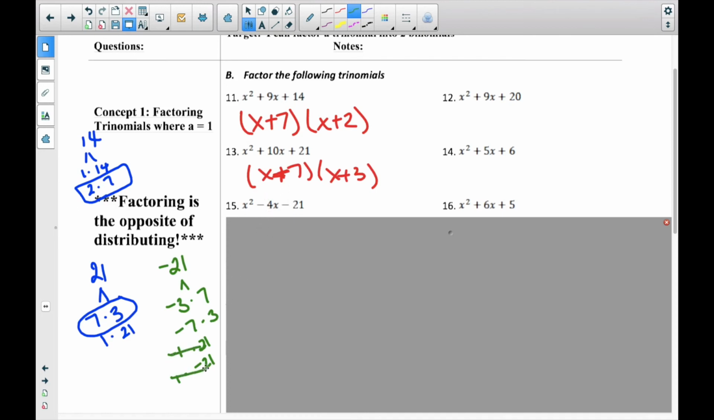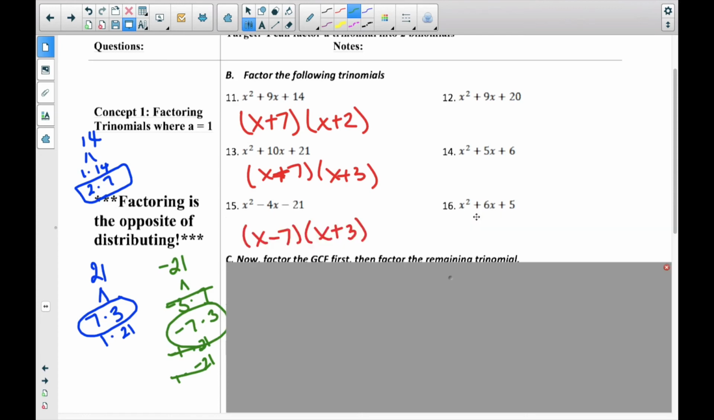Well, it's not the 21 and 1s. Those don't work. This one, the top one that I have, adds up to positive 4, but we're not looking for positive 4. We are looking for a negative 4. So that is a negative 7 and a positive 3. When we put that into our parentheses, it's x minus 7 and x plus 3.